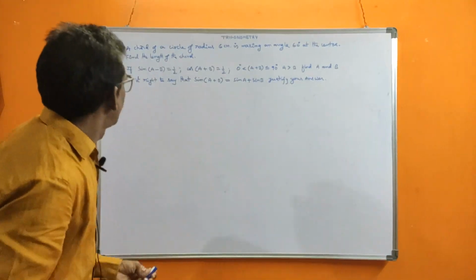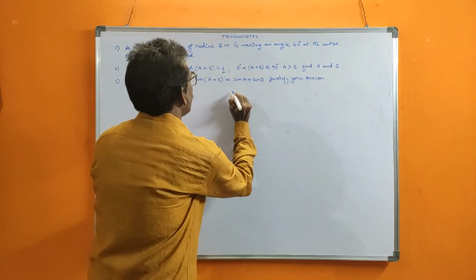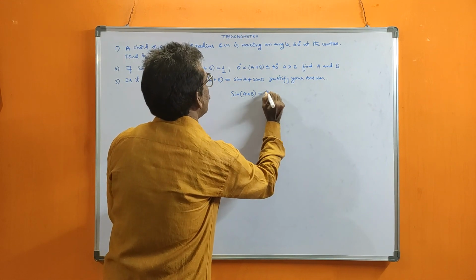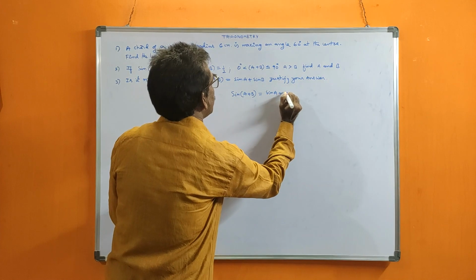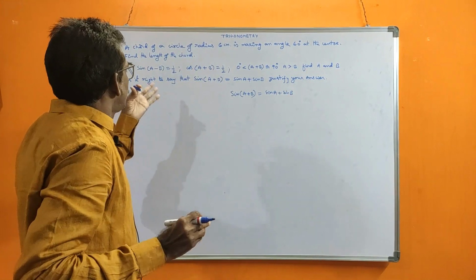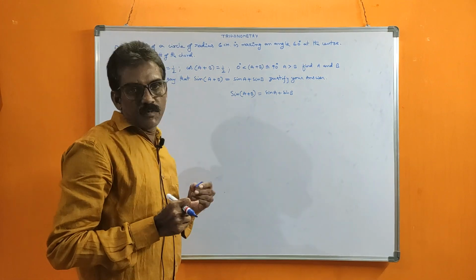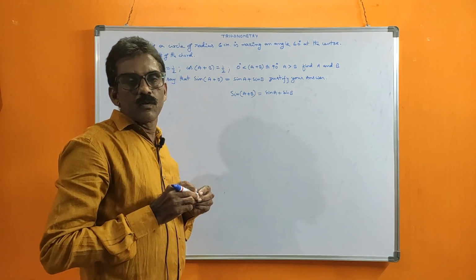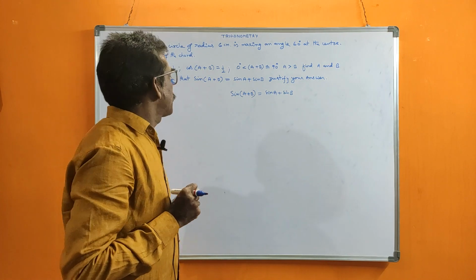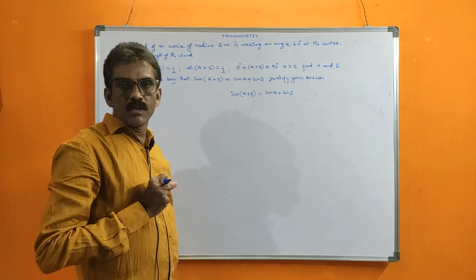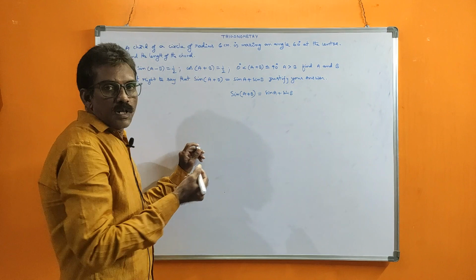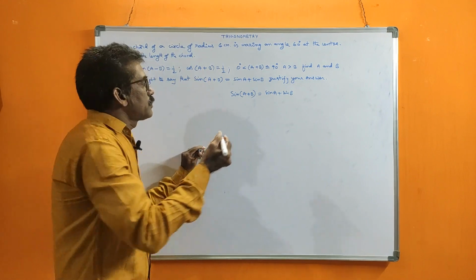Third problem: is it right to say sin(A+B) is equal to sin A plus sin B? When we say yes or no, if it is correct we say yes, otherwise no. So we should prove LHS and RHS. If both are the same, yes, we can say. If both are not equal, no, we cannot say. So for A and B, take any known values.